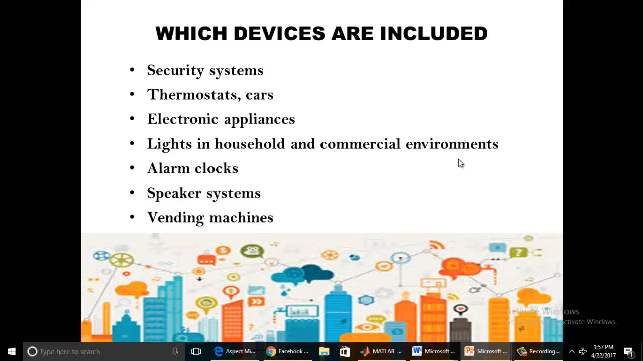Okay, so the Internet of Things extends the internet connectivity beyond traditional devices like desktop and laptop computers, smartphones and tablets, to a diverse range of everyday devices that utilize embedded technology to communicate and interact with the external environment via the internet. Examples of objects that can fall into the scope of Internet of Things include connected security systems, thermostats, cars, electronic appliances, lights in household and commercial environments, alarm clocks, speaker systems, and vending machines, and many more. So all of these things can be a part of Internet of Things, and you see that they are much more than the traditional devices like laptops, PCs, and cellular phones. Okay, so let's move forward.